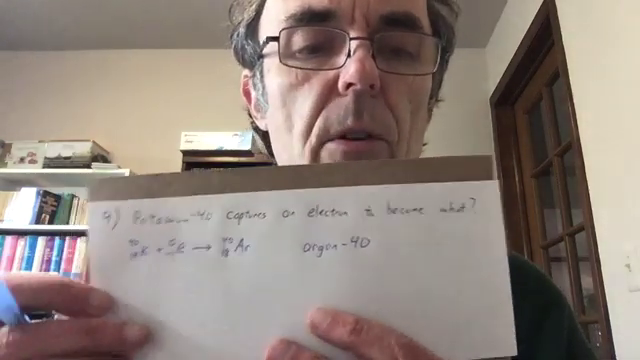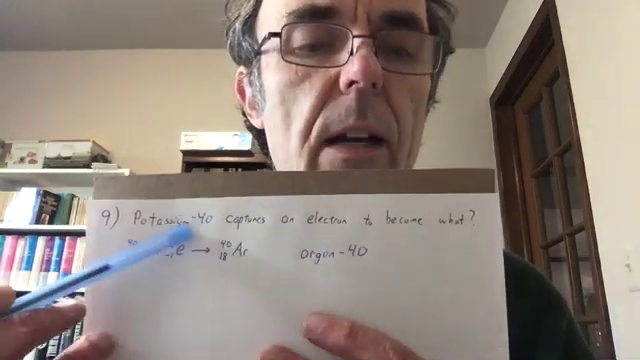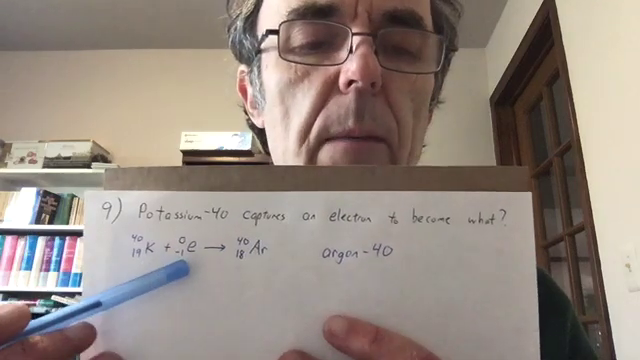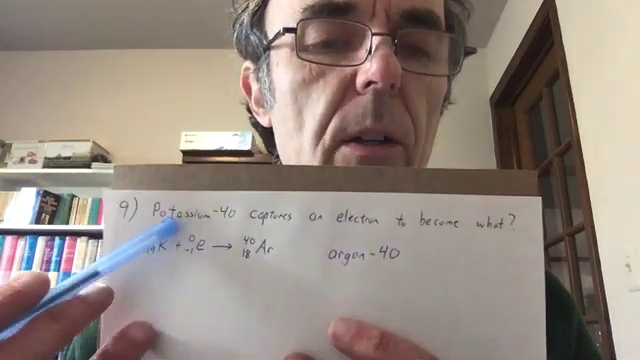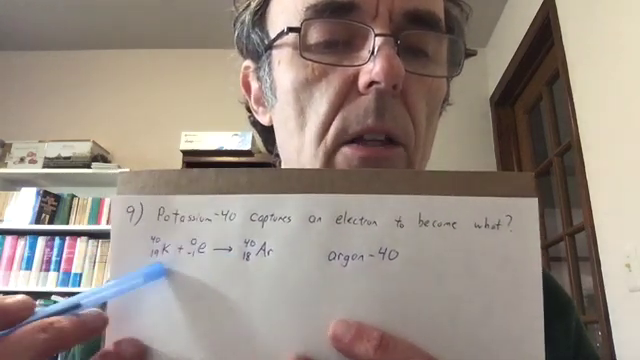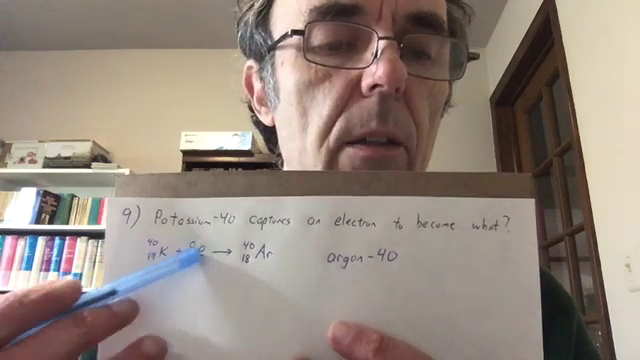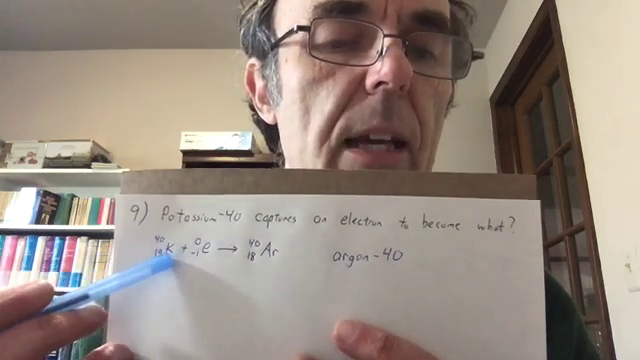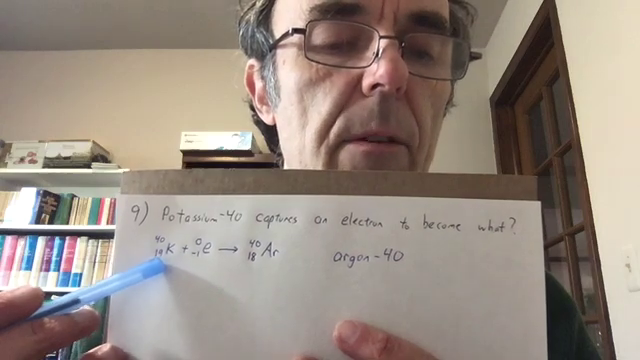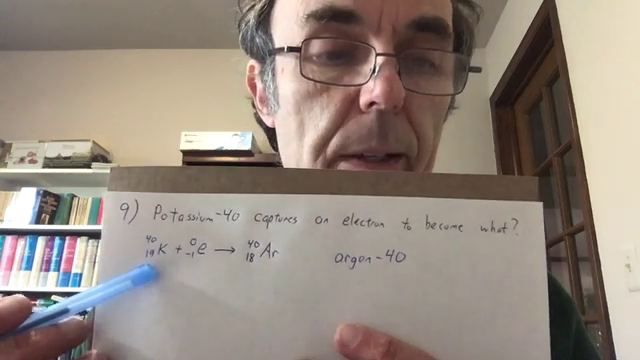Okay, potassium 40 captures an electron to become what? Well, we talked a little bit about electron capture. All you really have to do is you take potassium 40. Let's look up what the symbol is in this notation. Well, potassium is K, and it has an atomic number of 19. You can look those up in your appendix.